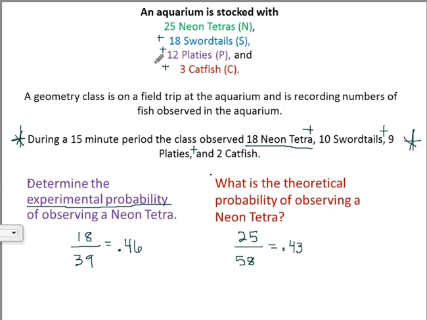All right, so that's just an example of using experimental data that we've gathered versus theoretical, which is using all the data that we know is there. I'm going to go to the next slide now.